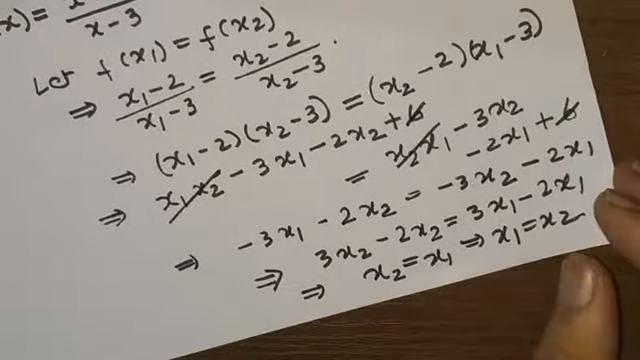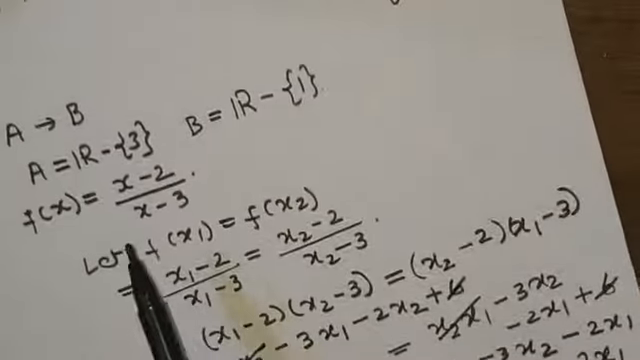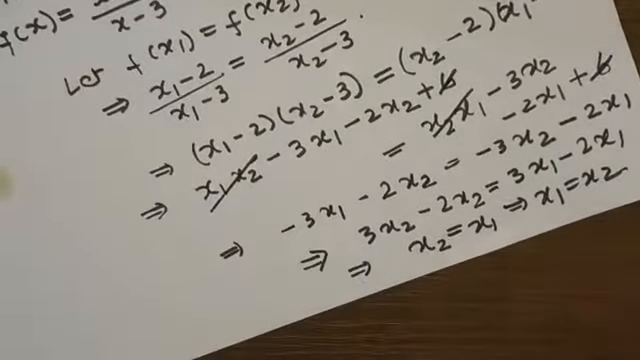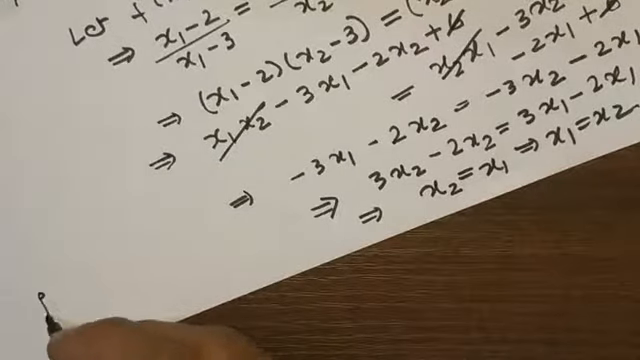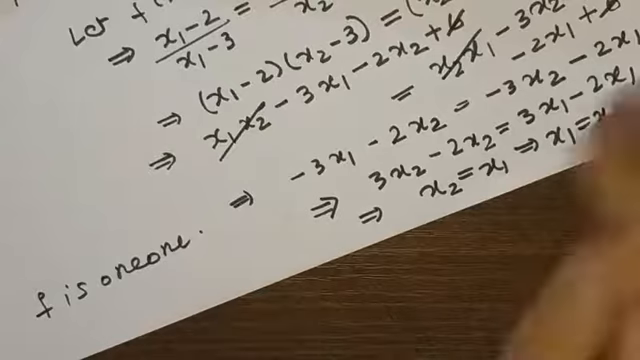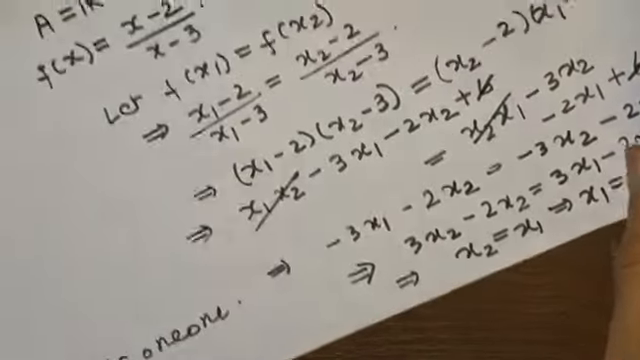Okay. So you see that if we take f(x1) equal to f(x2), then you are getting x1 equal to x2. So what you conclude is f is 1-1. Okay. Now we have to check whether f is onto.